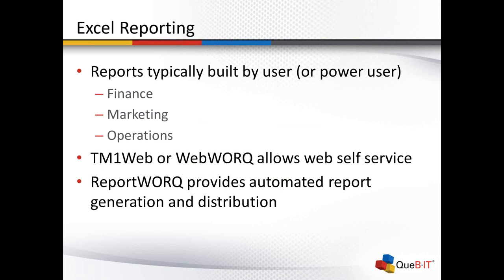So, you know, an Excel report, something that's reported in Excel, is typically going to be built by the user or the power user. It's built by the financial analyst, by the marketing professional, by the engineer who's looking after a certain operational capability. TM1 Web or Web Work allows you to make that report self-service, and Report Work can provide automated report generation and distribution.